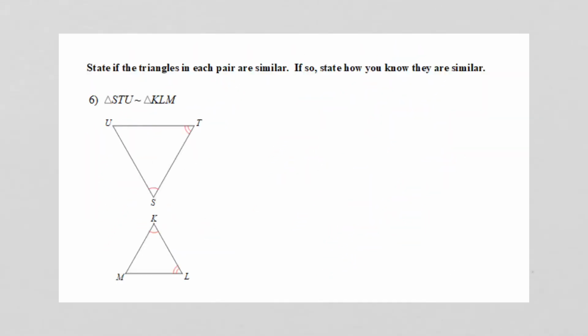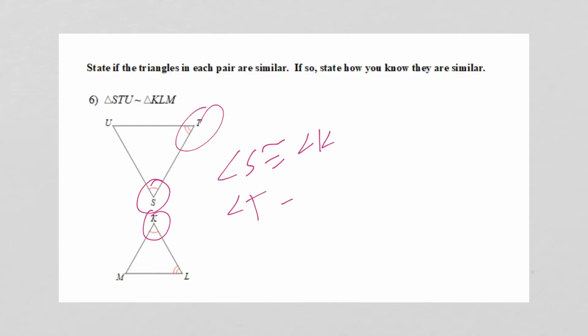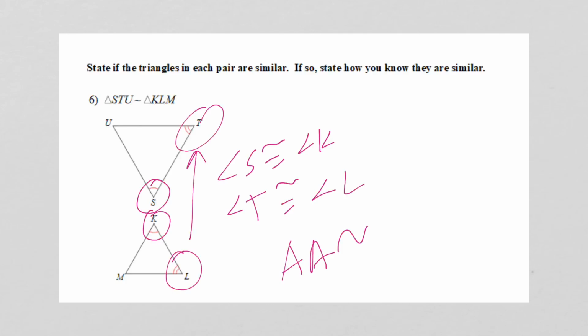Okay, question 6. State that the triangles in each pair are similar. Well, this one's easy. Angle S and angle K are congruent, and angle T is congruent to angle L. How do I know? Because these guys have two arcs. So just with that information, I know these two are similar by angle-angle similarity. This concludes station 3.